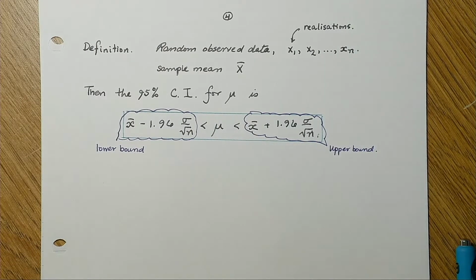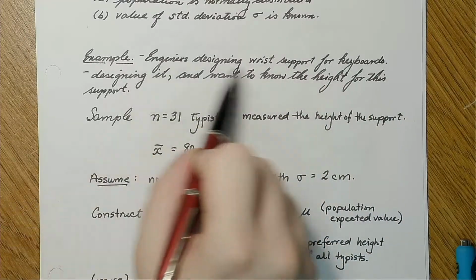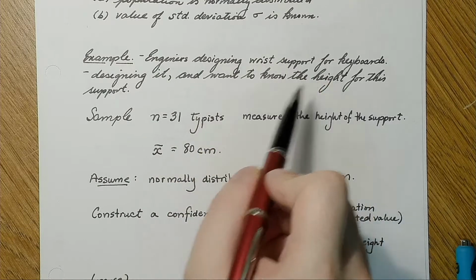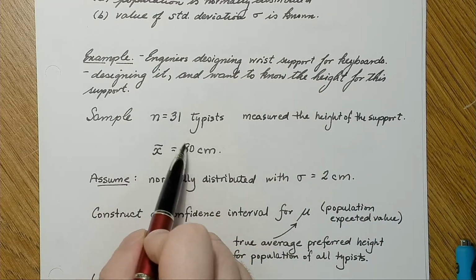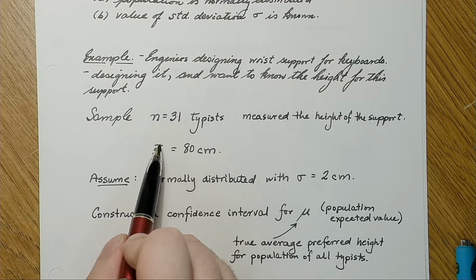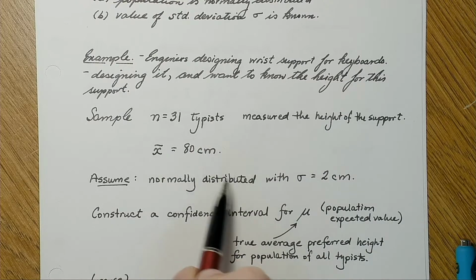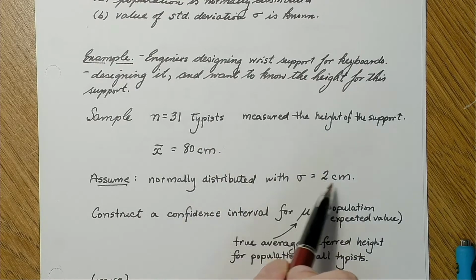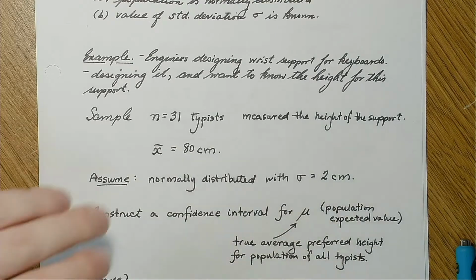Now, let's go back to that question that we had, which was the engineers. We had engineers designing a wrist support for keyboards. We had a sample of 31 typists. Our sample mean x bar is 80 centimeters, and we're going to assume that it's normally distributed with a standard deviation of 2 centimeters. So then we can construct a confidence interval for mu. That's what we'll do now.